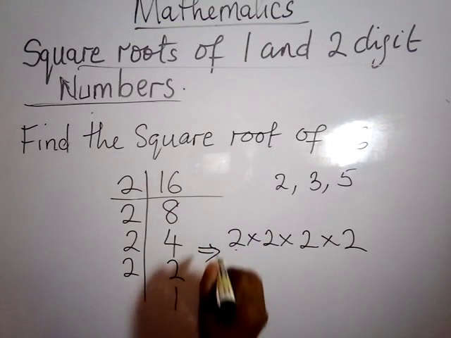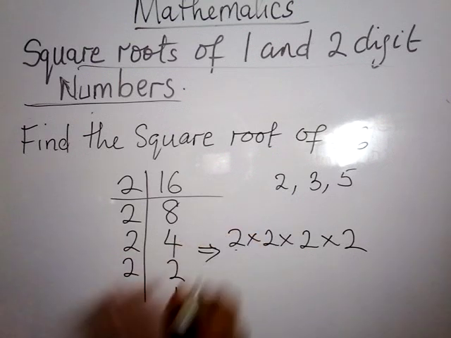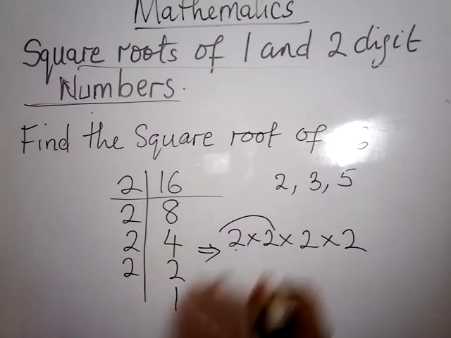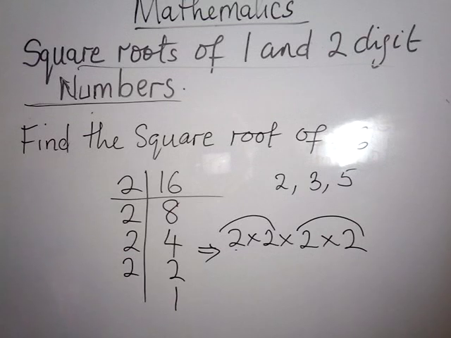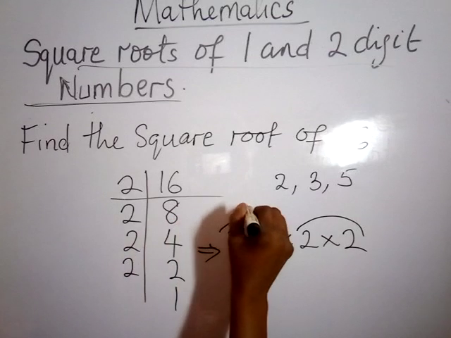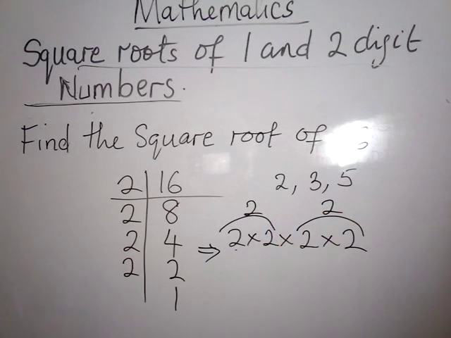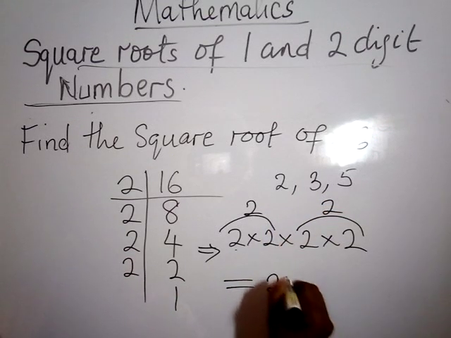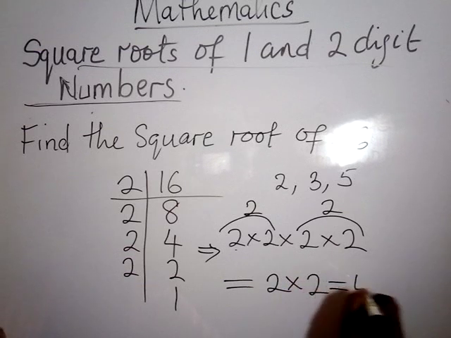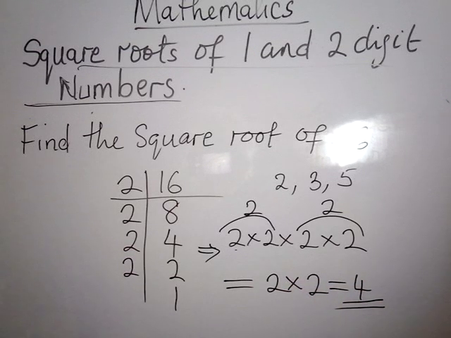So remember we said that they must be in pairs. So we have 2 and 2, that's a pair, and this another 2 and 2, that's another pair. So we pick 1, 2 from here, and we pick 1, 2 from here. So that will give us 2 times 2, which is equal to 4. Okay, so this is our final answer. That means that the square root of 16 is equal to 4.